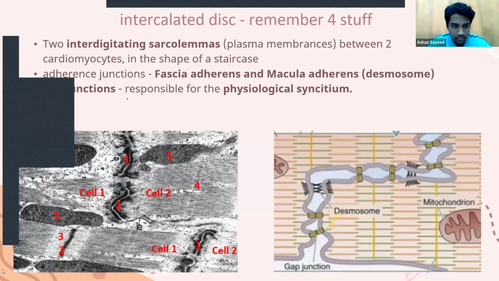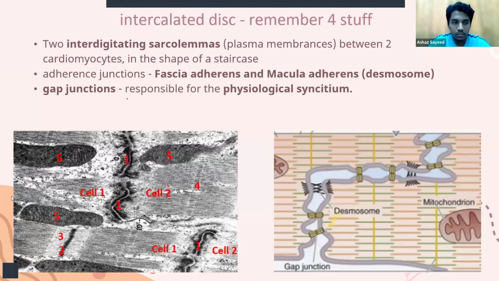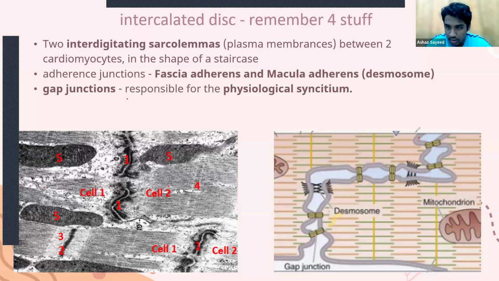See here, see this. That's your sarcolemma of one cell. This thing is the sarcolemma of the other cell. Okay, so you can see how it's in a staircase pattern, right? This looks like one step of a staircase.